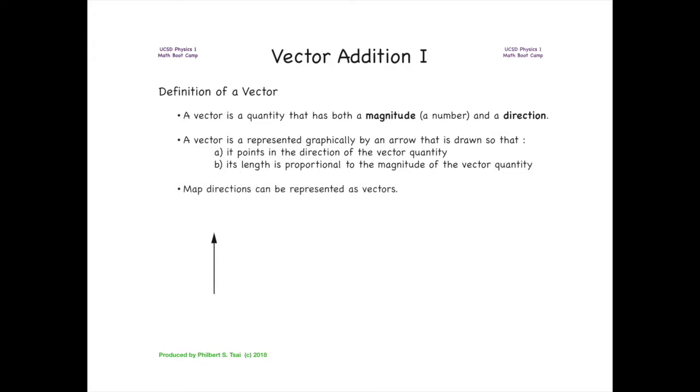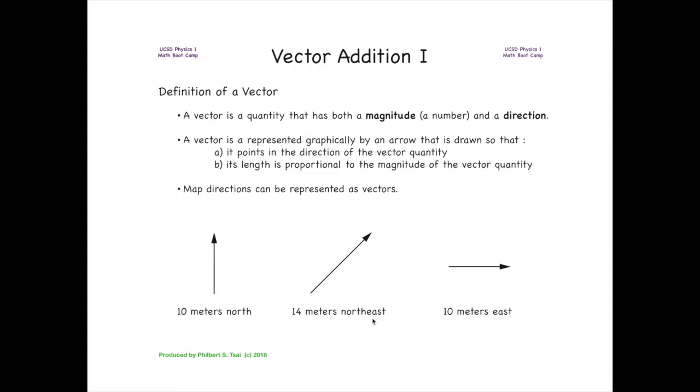For example, map directions are commonly represented as vectors. The direction 10 meters north would be represented by an upward pointing arrow, while the direction 10 meters to the east would be represented by an arrow pointing to the right that has the same length as the arrow pointing upwards for 10 meters north. Note that these two directions would get you to very different places if you started at the same location. So they are very different quantities, even though they have the same length. They have a different direction, and that makes them distinctly different vectors.